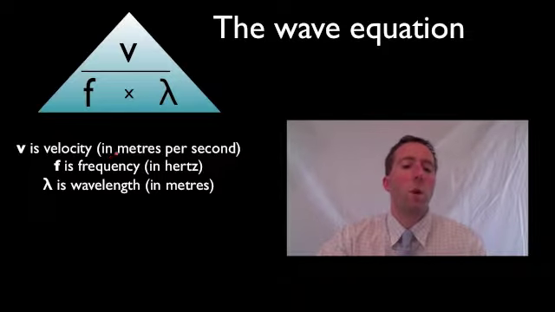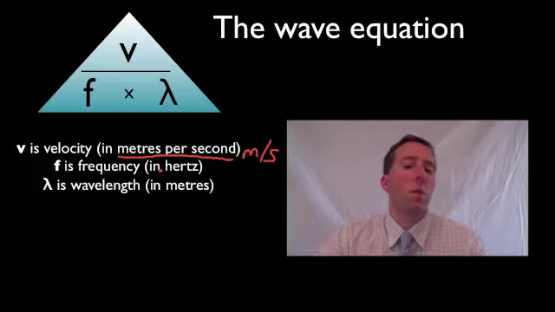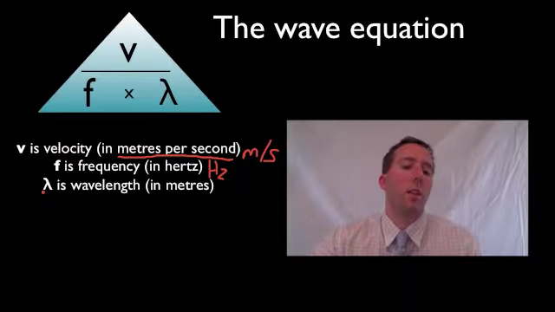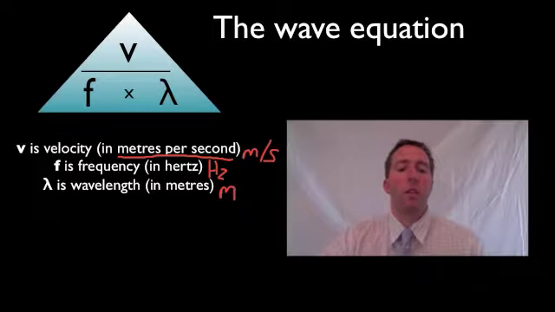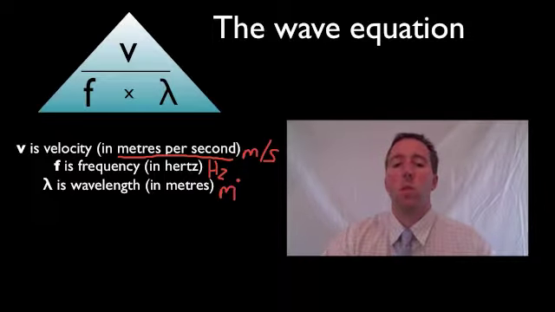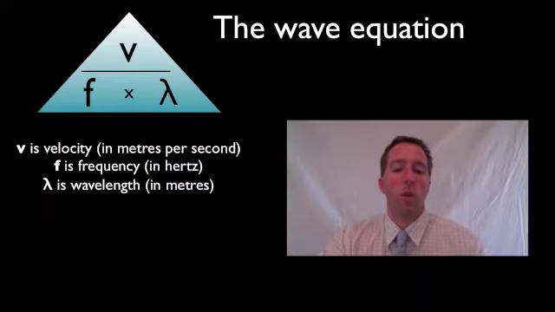The velocity is always measured in meters per second, or m per second. Frequency is always measured in hertz, written as Hz, and the wavelength, which is lambda, is always measured in meters. So it's always velocity, frequency, and wavelength. So this is the wave equation.